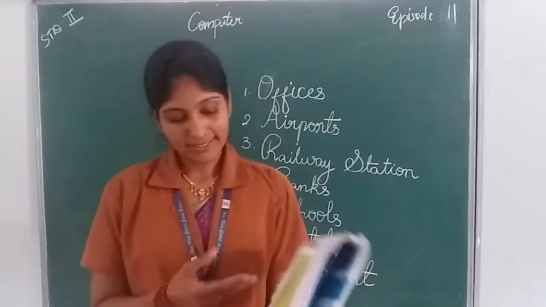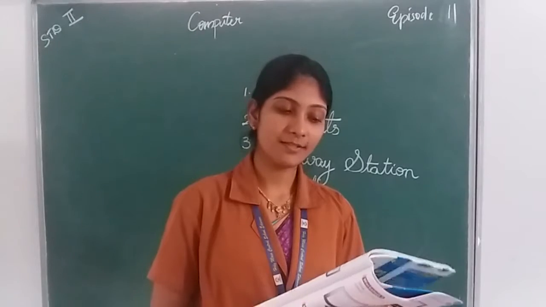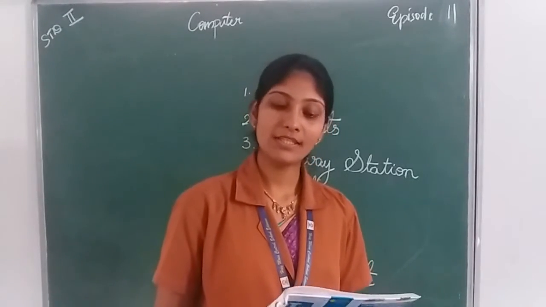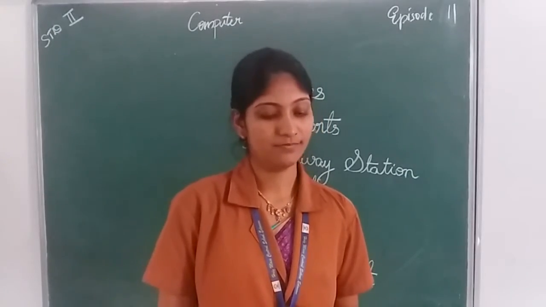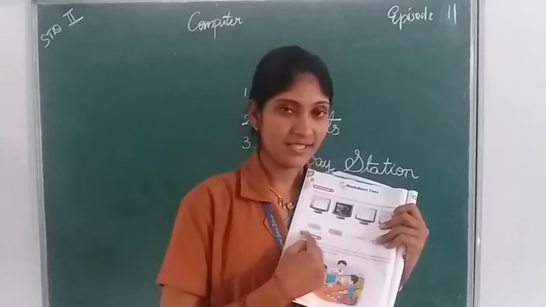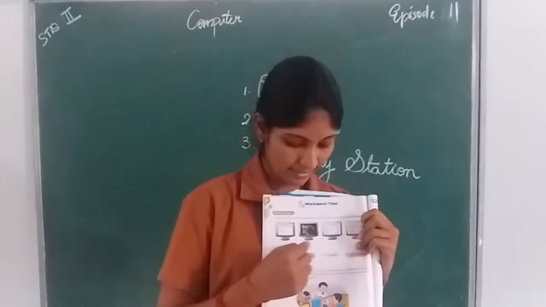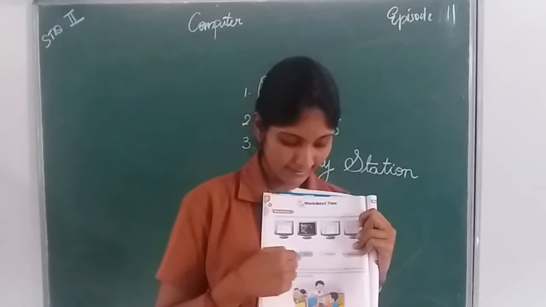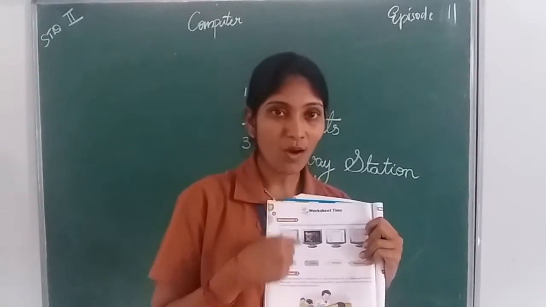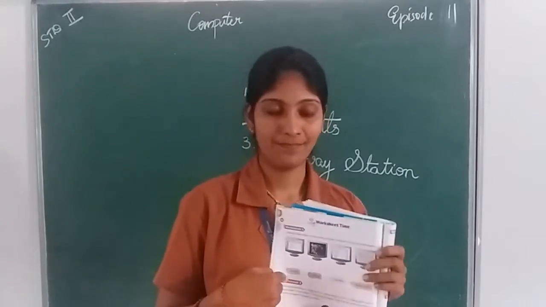Take page number 38. First question. Observe the activities on the monitor and join them with the correct labels below. So, worksheet number 1. There are 4 computers and below this there are 4 labels. So, join the correct computer with its label.